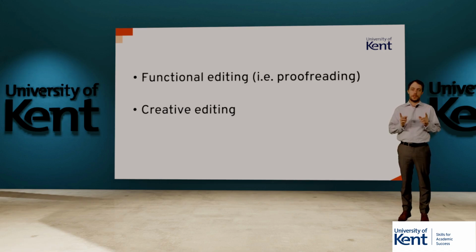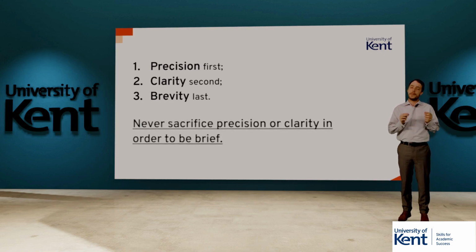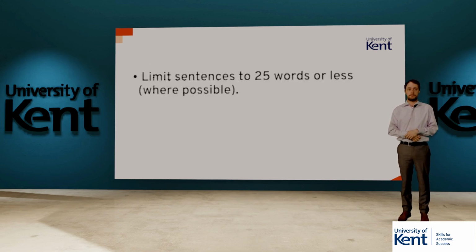Firstly, always follow this rule. Precision first, clarity a very close second, and brevity third. We cannot always do all three of these. Sometimes things are complicated and take time to explain and unpack. That's okay. But the main takeaway is never sacrifice precision or clarity in order to be brief.